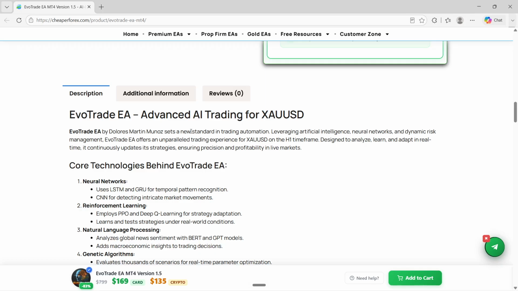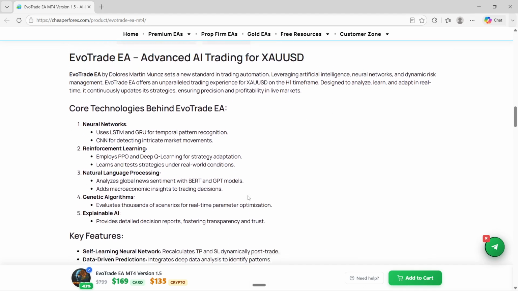And you can see that the claimed Evotrade EA offers an unparalleled trading experience for XAUUSD on the 1 hour time frame. It analyzes, learns, and adapts in real time, and it continuously updates its strategies, ensuring precision and profitability in live markets.